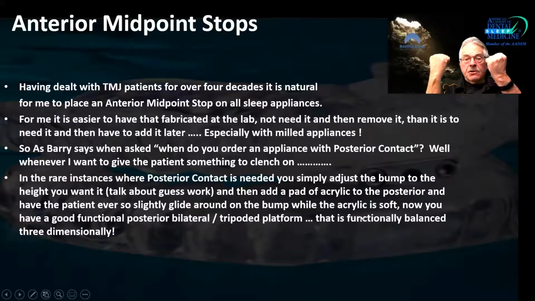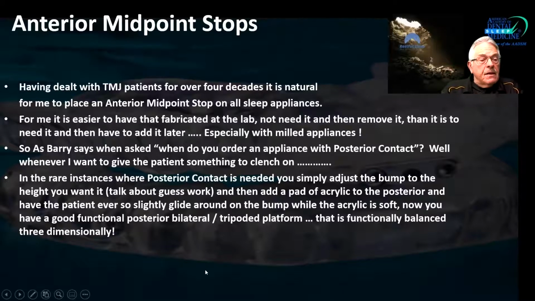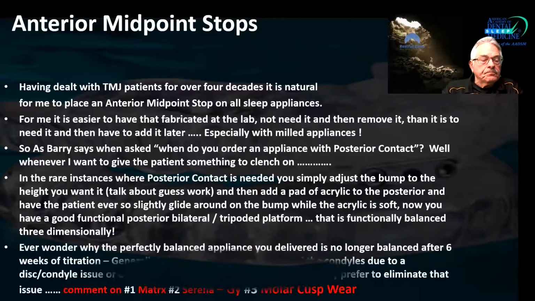So now as those condyles are coming down the glenoid fossae and that mandible is arcing back and forth, I'm exaggerating here, as the mandible is doing that in the posterior on that soft acrylic, now I'm establishing a functional occlusion, if you will, on those posterior pads, having them sliding protrusive too. And what I end up with then is a good functional posterior bilateral tripoded platform that is functionally balanced 3-dimensionally. So I'd rather add posterior contact than an anterior discluding element.